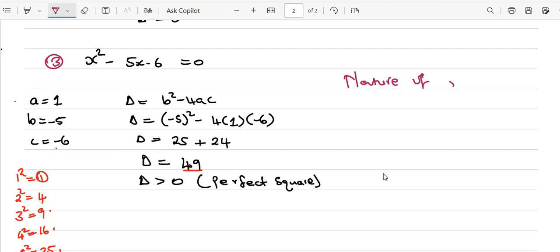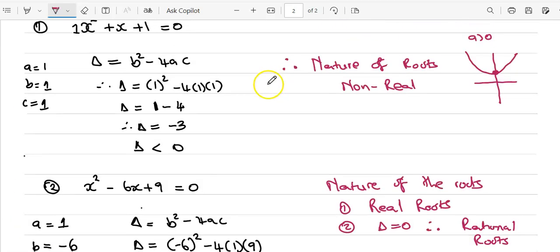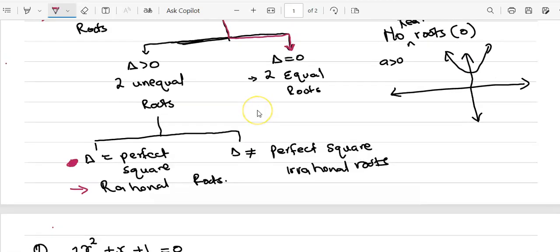The nature of the roots. Number 1, we said it's rational because it's a perfect square. It has rational roots. So the second one, we need to move up on our map. So we start here. We have to move up. So it is positive. It will have 2 unequal roots.